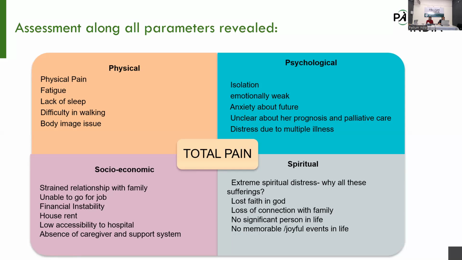Low accessibility to hospital, absence of a caregiver and support system. That is very important. See, she does not have anybody to look out for her. She is bereft of a caregiver or a support system, right? And all this will contribute to the pain that she is going through, right? It won't just be the physical pain. It could be a compounded effect of all these aspects. Thank you so much to those who responded.